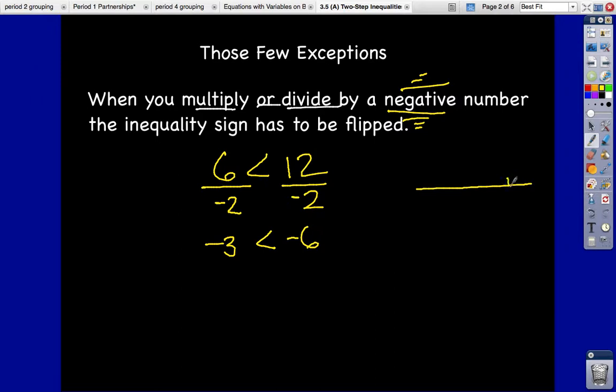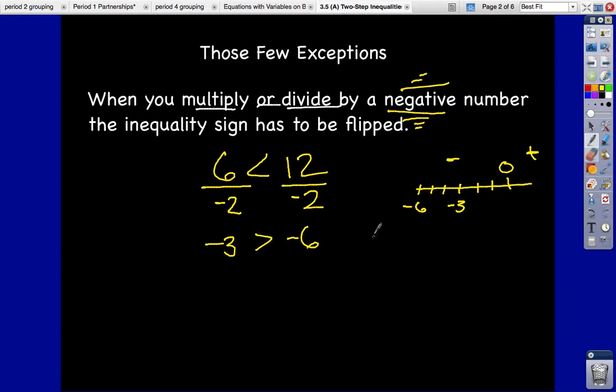false because if this was 0 on our number line, we've got -1, -2, -3, -4, -5, -6. -6 is a whole lot further away from 0 than -3 is. And the closer we are to the positive side of the number line, the bigger we are. So this has become a false inequality. Now, that means when we divide by the negative number, the way to fix this is to flip the inequality sign the other direction. Okay?